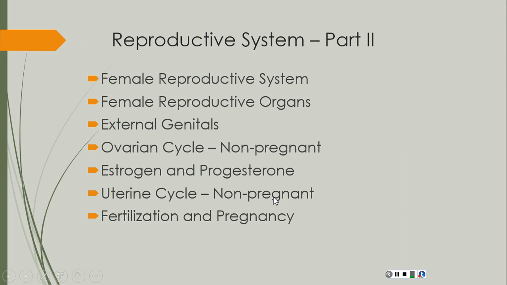So that ends the second part of the reproductive system, the female reproductive system and organs, about the external genitals, the ovarian cycle for those that are not pregnant, estrogen and progesterone, the uterine cycle for non-pregnancy, and then also fertilization and pregnancy.